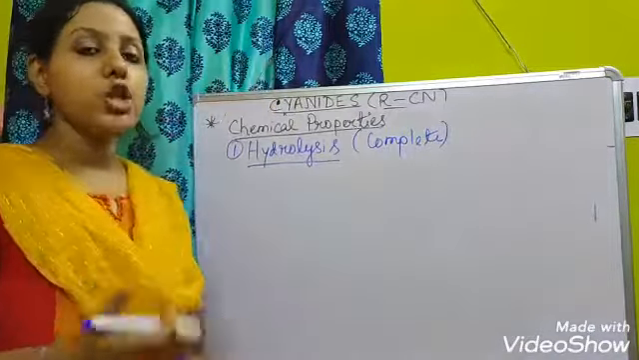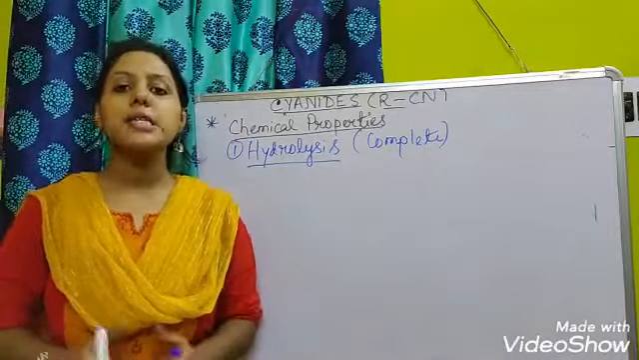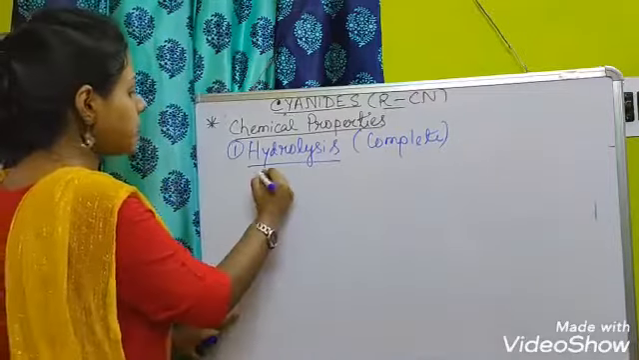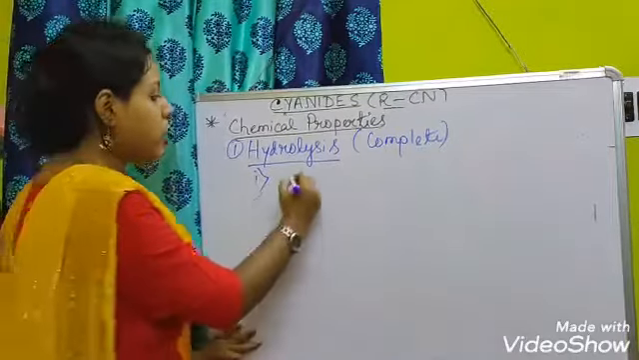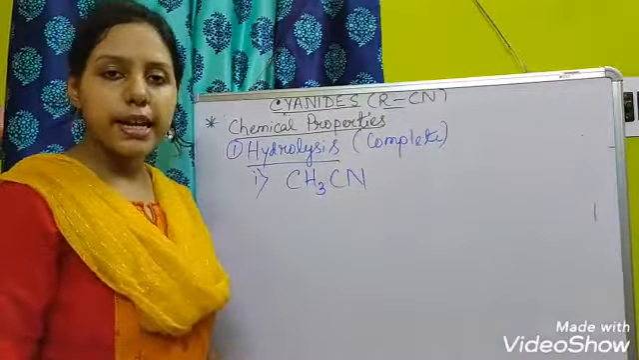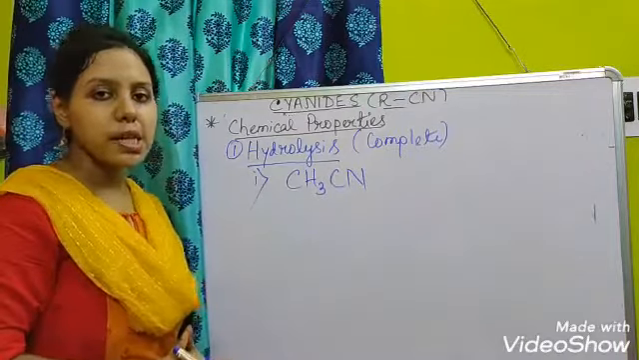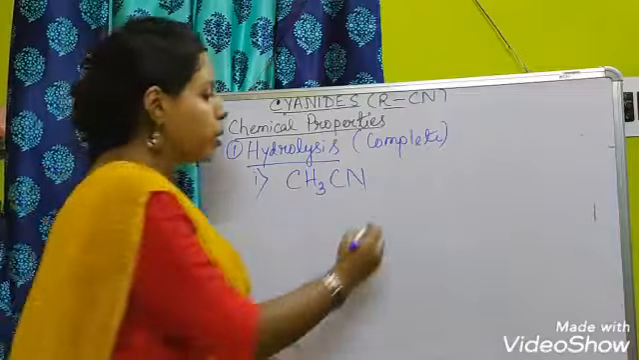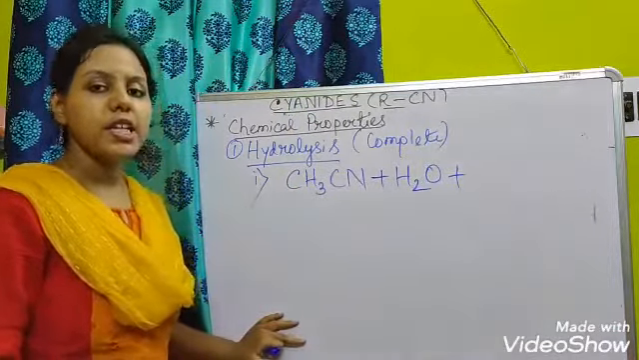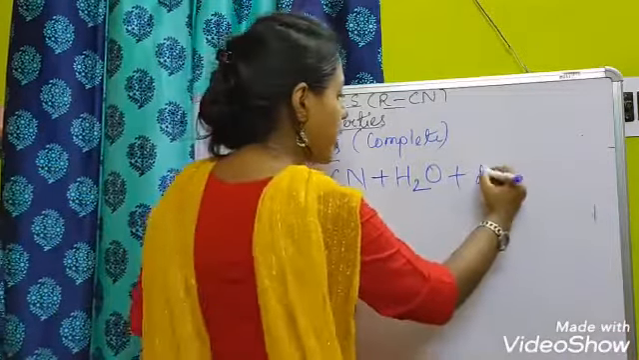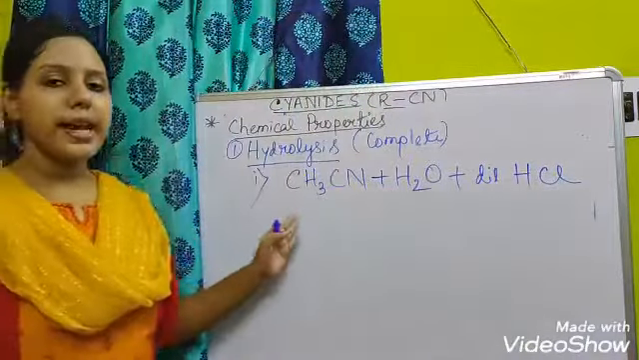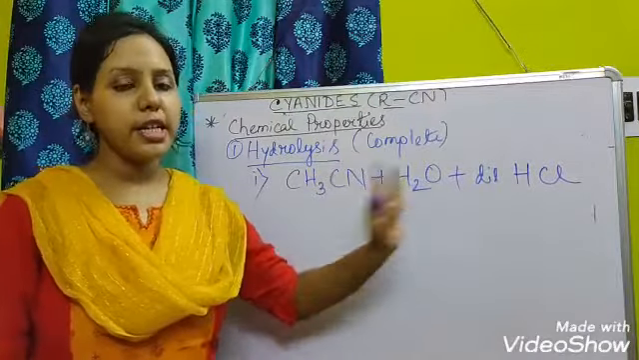So this can be done in two different mediums. The first one is acidic medium and the second one is alkaline medium. So the number one medium, that is in presence of acid. So first I am taking here methyl cyanide, that is CH3CN. Then as we are doing hydrolysis here, obviously we have to add water molecule. So plus H2O, plus we have to add here dilute acid, any mineral acid. Here I am adding HCl. Okay, so methyl cyanide in presence of water and dilute HCl.